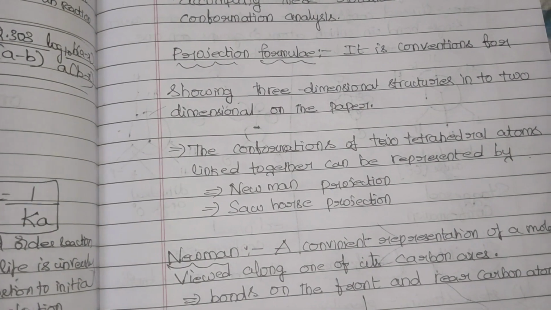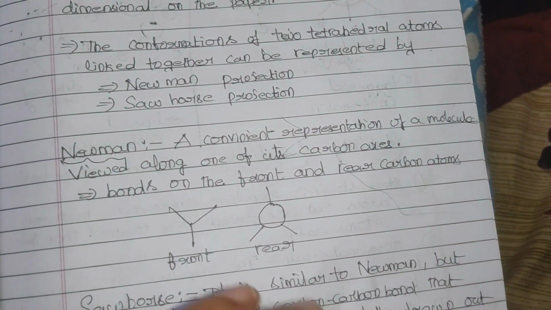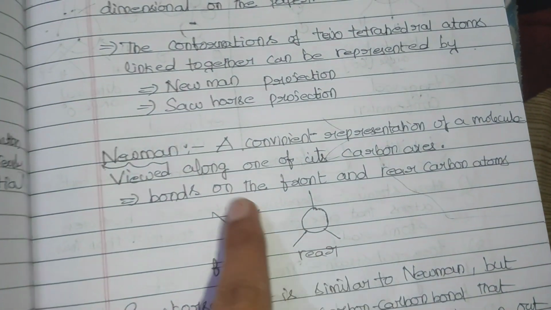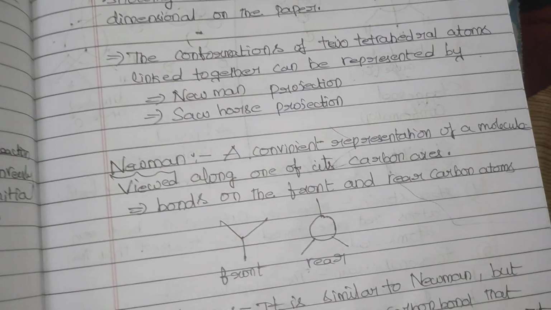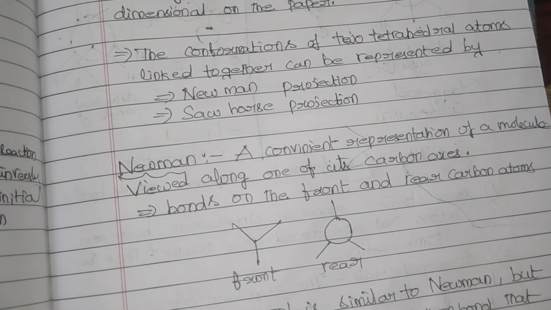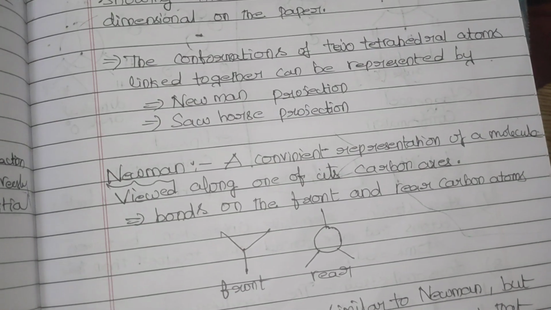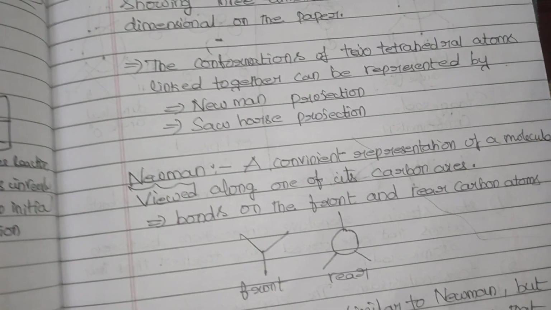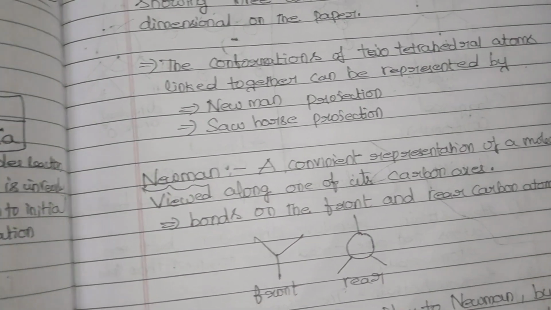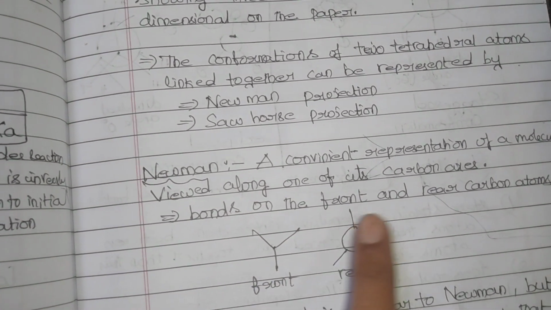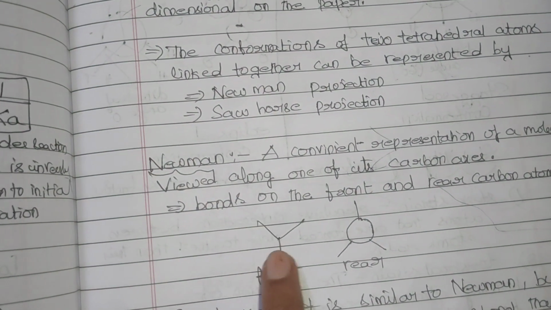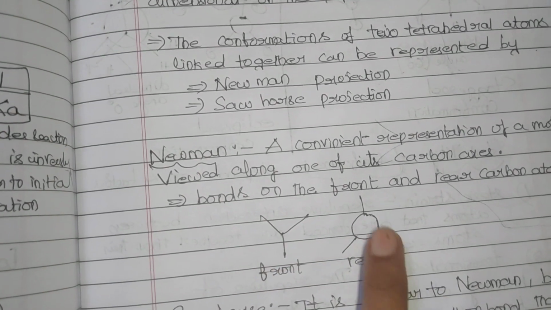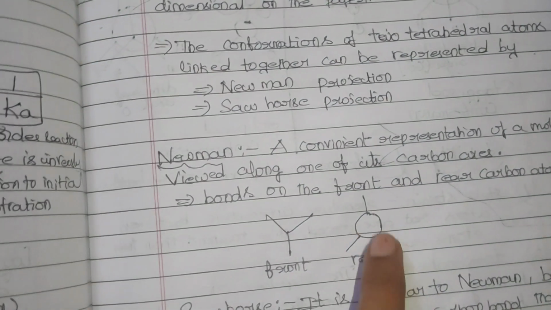So what is a Newman projection? It is a convenient representation of a molecule along one of its carbon axes. Along one of its carbon axes, the molecule is represented, maybe from a front view or from the rear carbon atom, the back view. So the bonds on the front and rear carbon atoms we can see here. This is the front view, and from the back, this is the rear view.